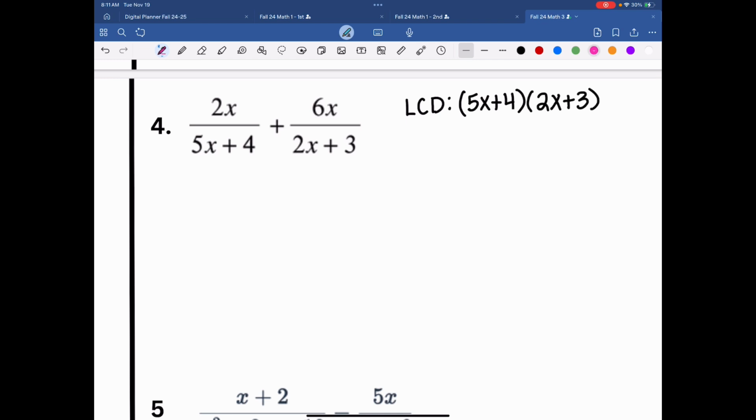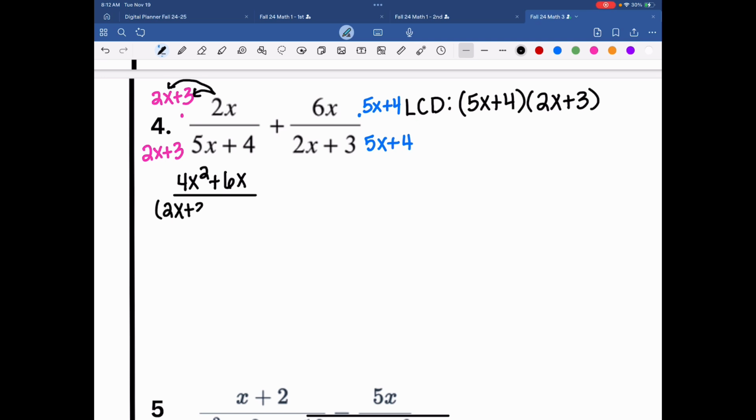So we're going to multiply this side by 2x plus 3 on the top and the bottom. And then on this side, we're going to multiply by 5x plus 4 on the top and the bottom. All right, so we're going to distribute the 2x to 2x and to 3. So that's going to become 4x squared plus 6x. And that's all going to be over the LCD, which is the 2x plus 3 times 5x plus 4.